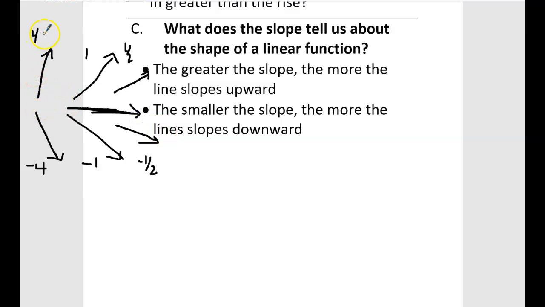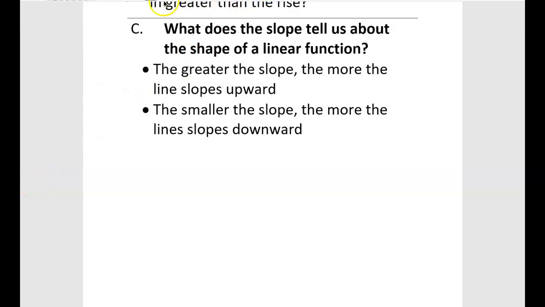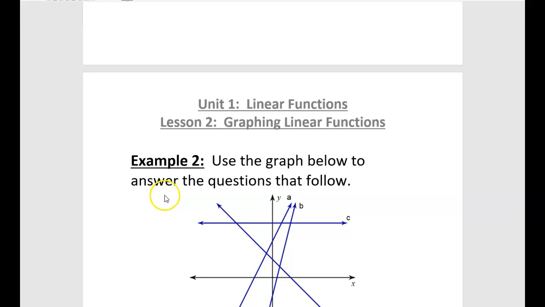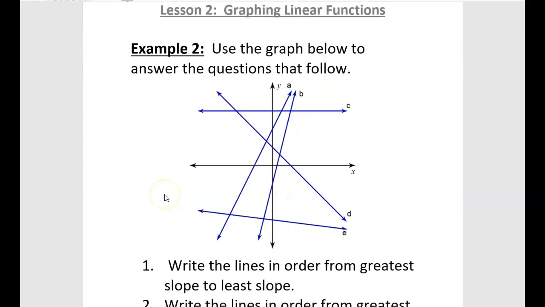And the more positive a number is, the steeper it is. And the more negative a number is, the steeper it is, just in the opposite direction. So that being said, let's go ahead and take a look at example 2 here. It says, use the graph below to answer the questions that follow.